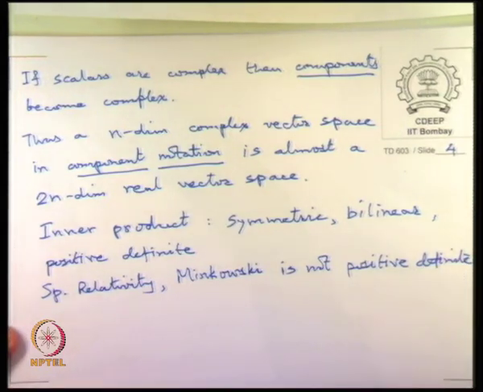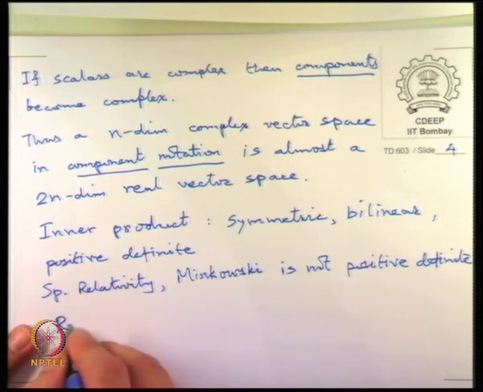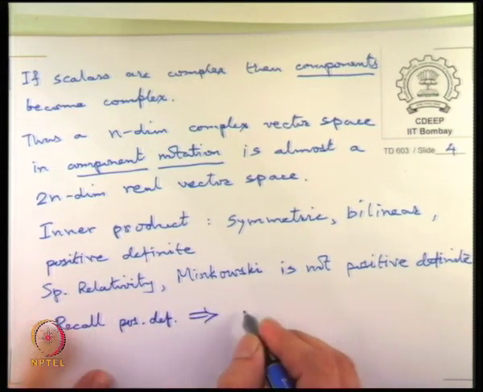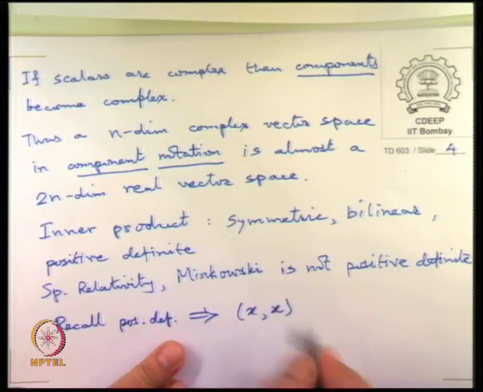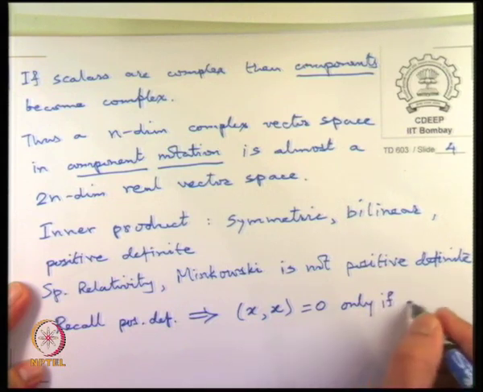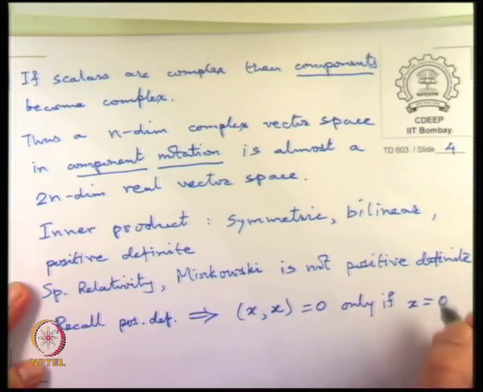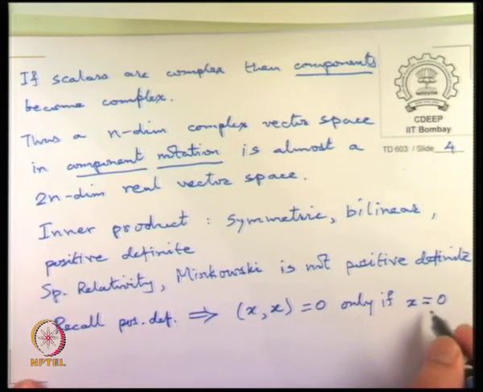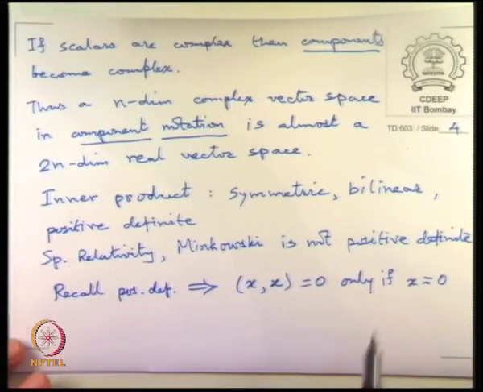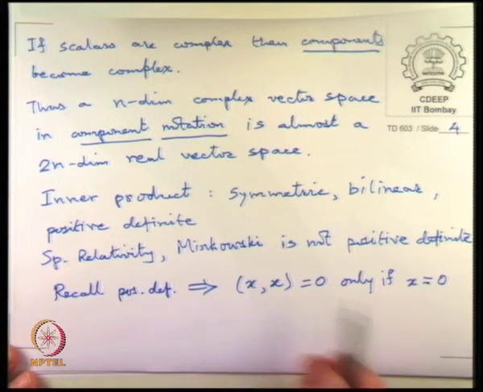In fact, remember, positive definite means that the inner product of x with itself equal to 0 only if x itself is the 0 vector. So, I always emphasize this 0 is the 0 vector, this 0 is the number 0. But nobody bothers distinguishing them, but you should know that they are different. So, the positive definiteness idea is that it becomes 0 only if x itself is 0.